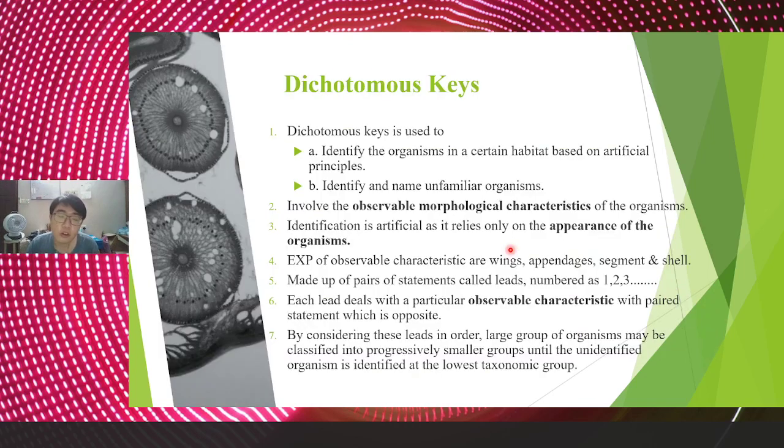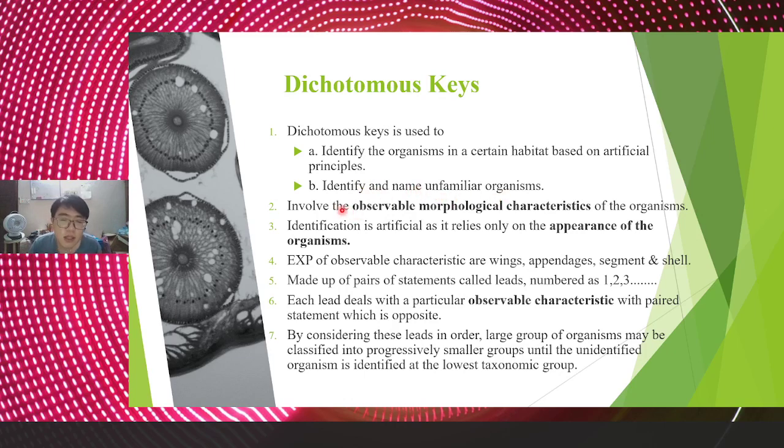One example of artificial classification is the dichotomous key. The dichotomous key is used to identify organisms in a certain habitat based on artificial principles. The next use is to identify and name unfamiliar organisms. If in one habitat, like a field, you have to determine the organisms, you can use this.